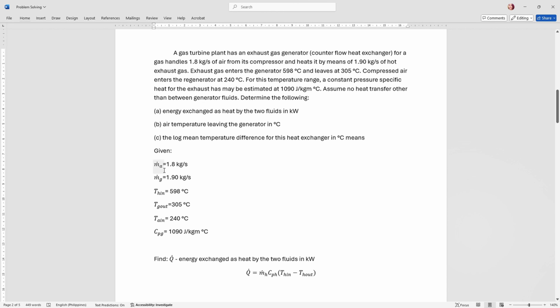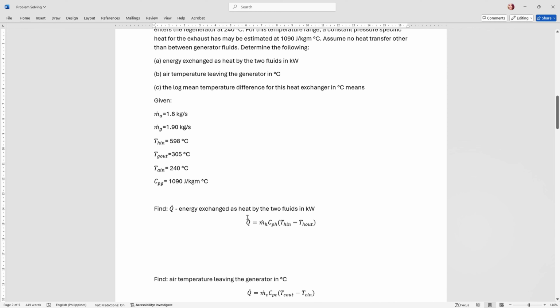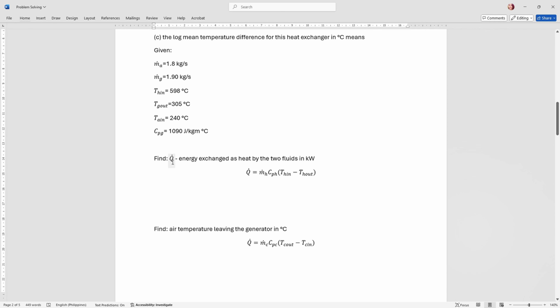So, ano yung mga given niya. Meron tayong mass ng air, 1.8. Meron tayong mass ng gas, 1.9. Temperature ng gas is 598, temperature ng gas out, 305. Tsaka temperature ng air na in, 240 degrees. Tsaka CP ng gas. So, para makuha yung hinahanap is yung Q, energy exchange. So, ito rin gagamitin formula.